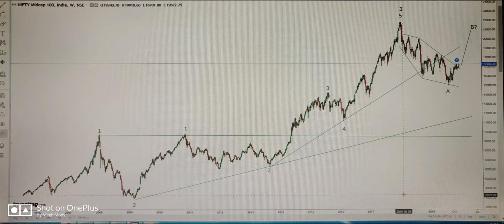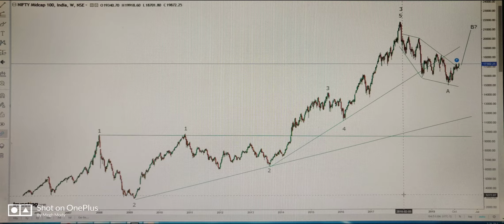Now, if you see, as per the rules of impulse wave, we always say that one of the three impulse waves has to be the largest. Now, this is one of the trickiest parts of Elliott Wave. Here in this case, what we have seen is wave 3 being extended, which means that the subdivisions of wave 3 are equal to what we have seen in the bigger wave 1 and 2, or maybe 4. So all the subdivisions of wave 3 are almost equal to what we have witnessed in wave 1 and wave 2, or maybe wave 3, or maybe wave 4.